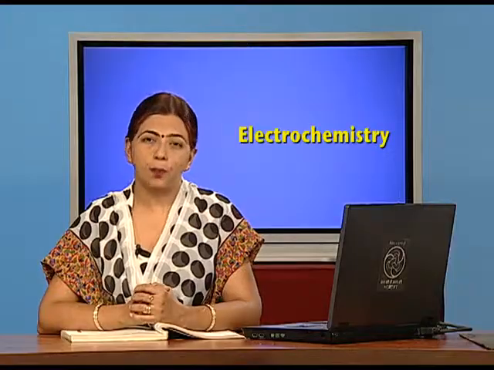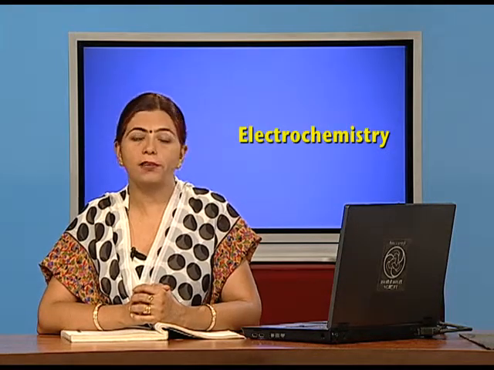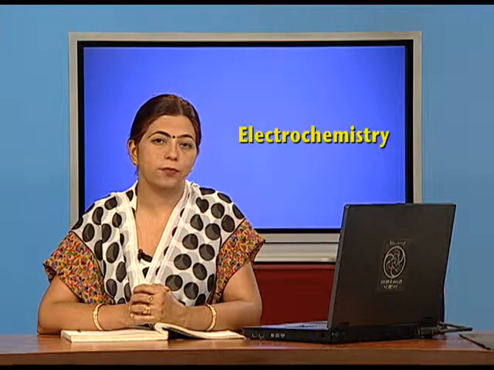The cells and the batteries we are using in day-to-day life. We use a dry cell in the transistor or in the torch, or we use a small mercury cell in our wristwatches or the hearing aids. The battery is the combination of two or more galvanic cells in series.